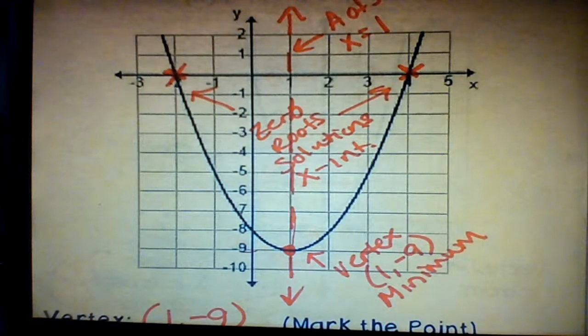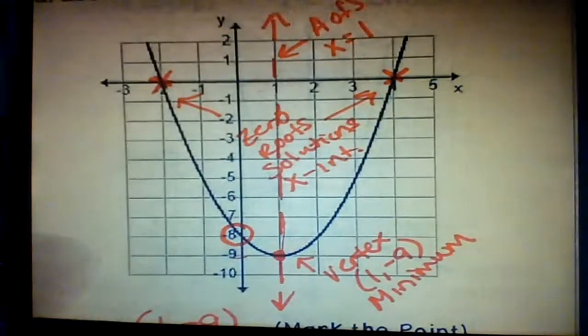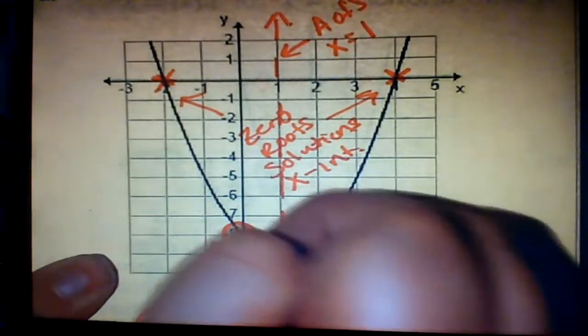Where's my y-intercept? -8. It crosses my y at -8. So this is your y-intercept.